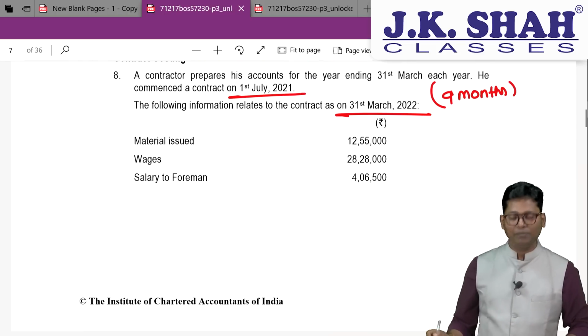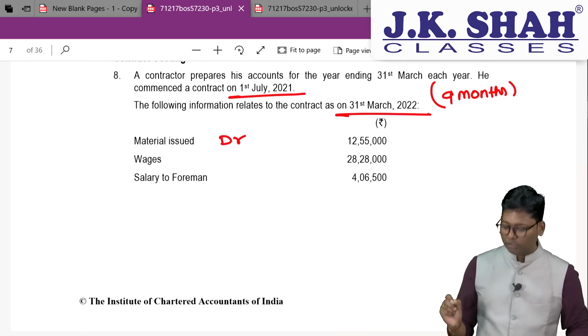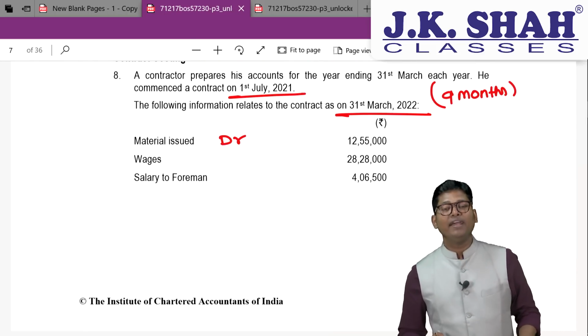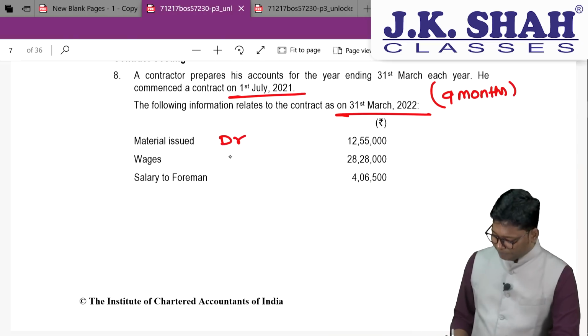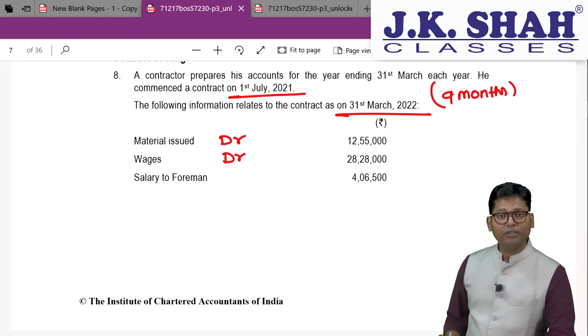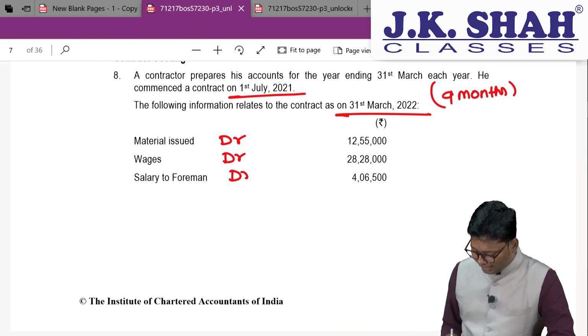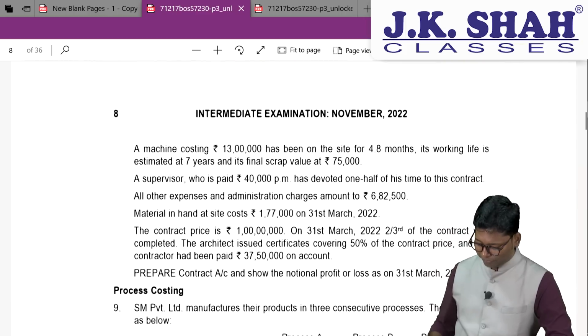So during this 9 months, the material issued is 12,55,000. It is to be recorded on the debit side. Wage cost to be recorded on the debit side of contract account. Salary to foreman to be recorded on the debit side of contract account.